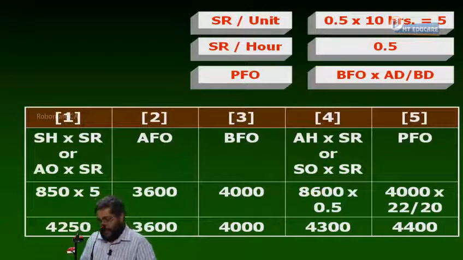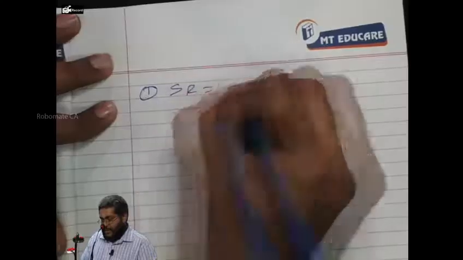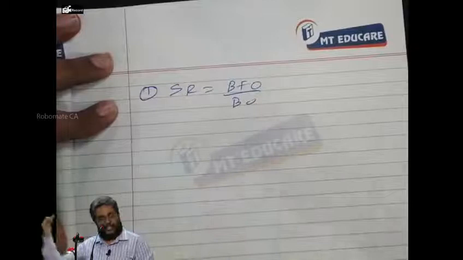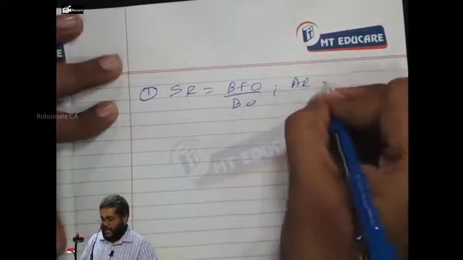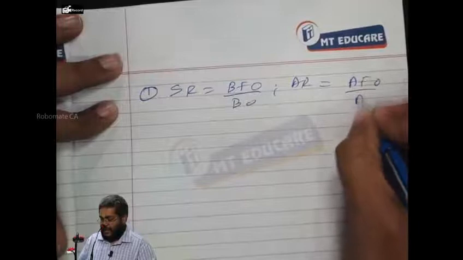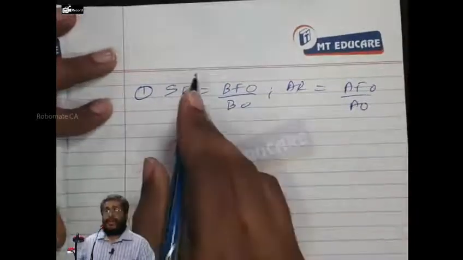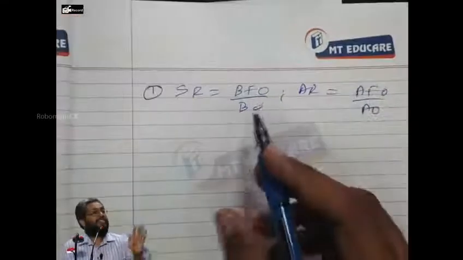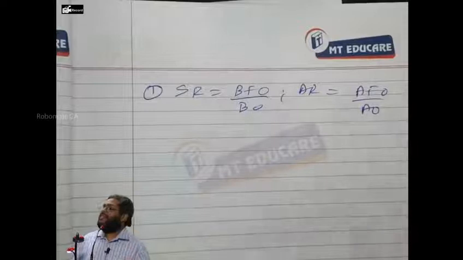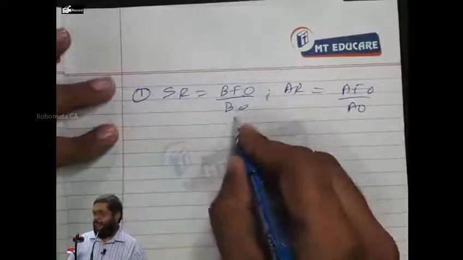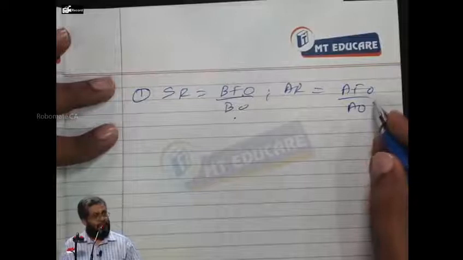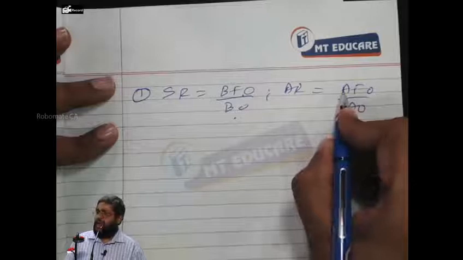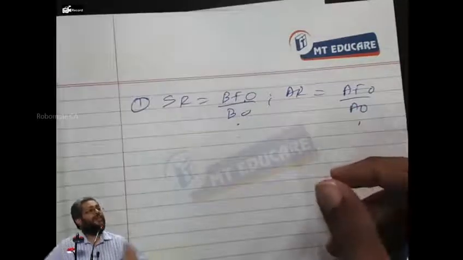Let's proceed further. Now tell me, what is standard rate? Budgeted fixed overheads divided by budgeted output. It is fixed or budget. What is actual rate? Actual fixed overheads divided by actual output. So standard rate and actual rate are different because of numerator or denominator. Why is SR different than AR? Because SR is BFO by BO and AR is AFO by AO. The standard rate is different than the actual rate because the numerator is different or the denominator is different or both are different.